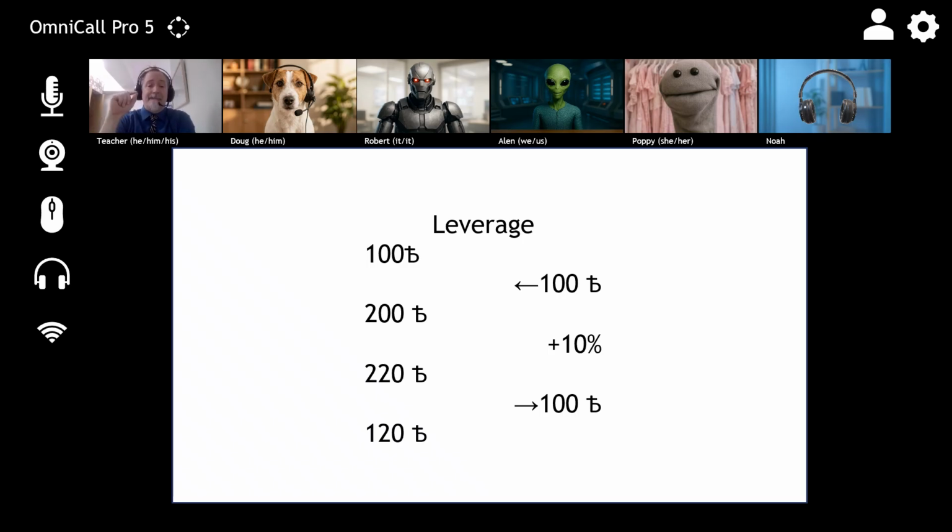Now look what happened here. We started with 100. We went to 120. That is a 20% gain. But the stock only went up 10%.